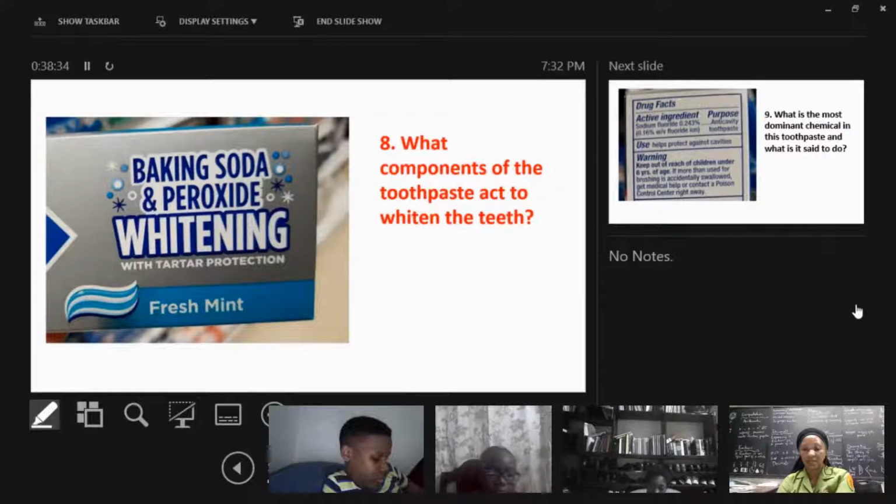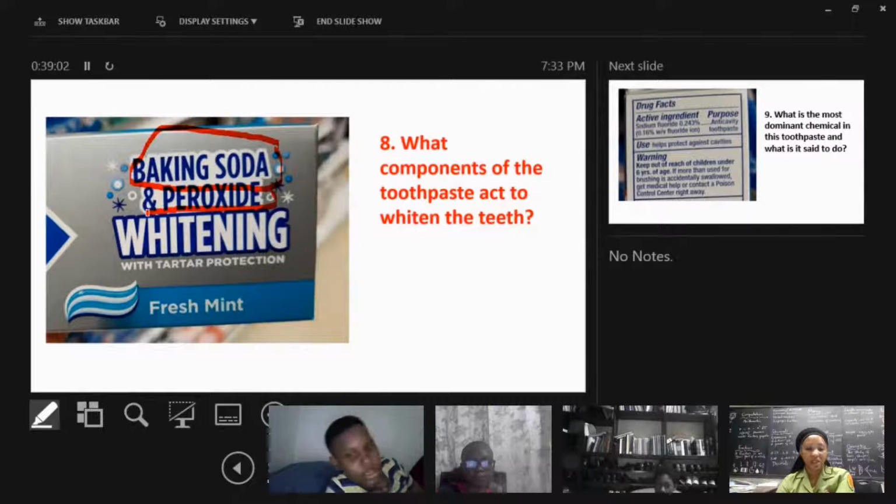All right, so Nia is saying fresh mint. Haley, fresh mint because it says so on the box. And then for question 8, Haley is saying baking soda and peroxide. Gabby says baking soda and peroxide. So John, you are correct. Antoine, you are correct. Baking soda, that's one active ingredient, and peroxide, hydrogen peroxide.